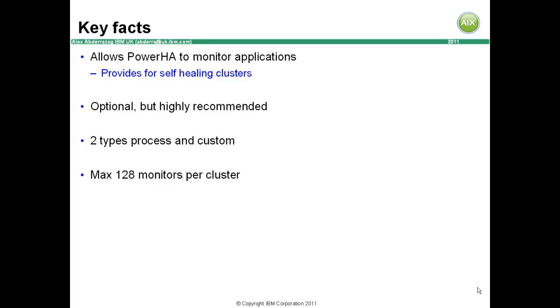Application monitoring provides for self-healing clusters. You can have multiple application monitors per application controller or application server, up to 128 cluster wide. There are two types of application monitors you configure: process and custom. Process monitors for a set of processes and triggers recovery if a process fails. Custom monitors can be used to verify if the application is actually doing some useful work.